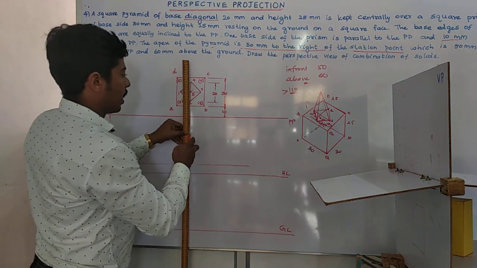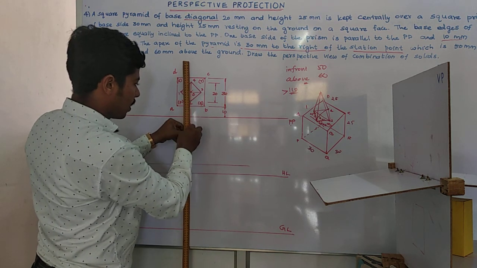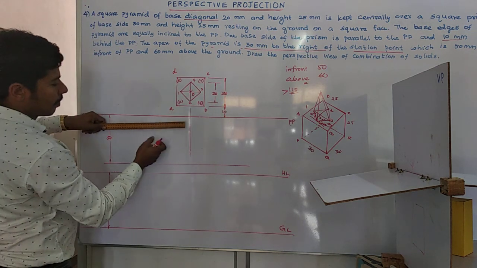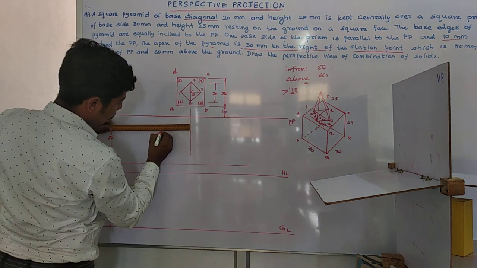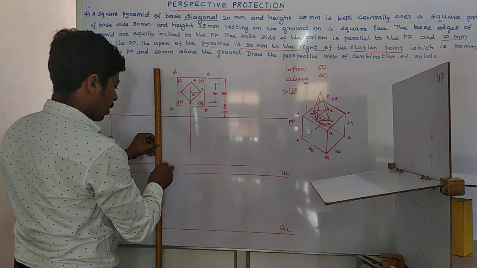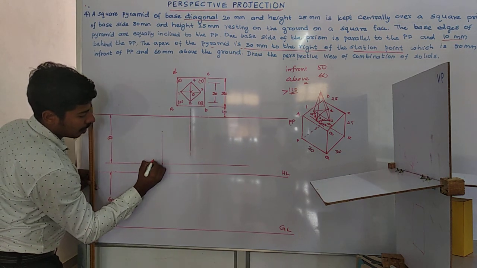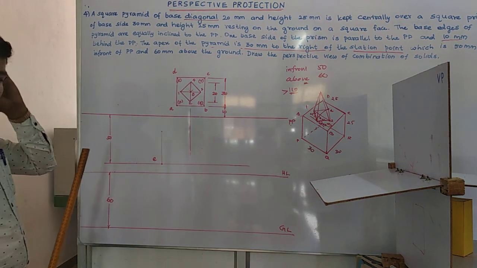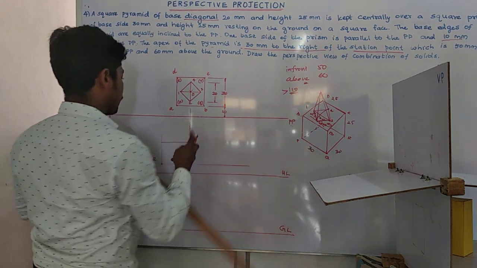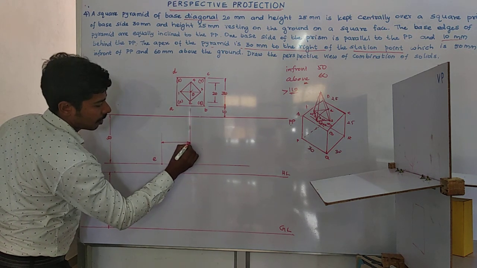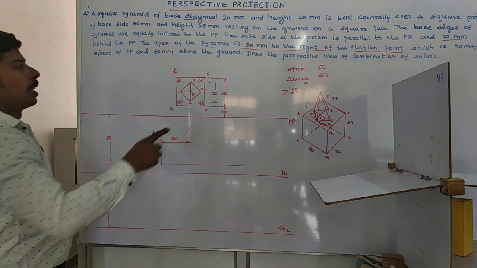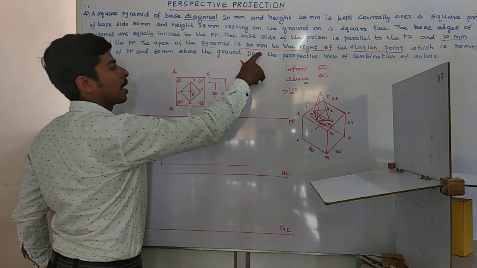So from the apex, take 30 mm, and then draw a line. That means this point is our E. So this distance is 30 mm. Listen carefully. The apex of the pyramid is 30 mm right.